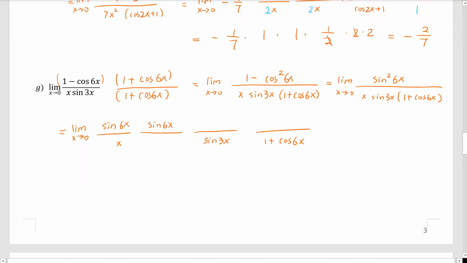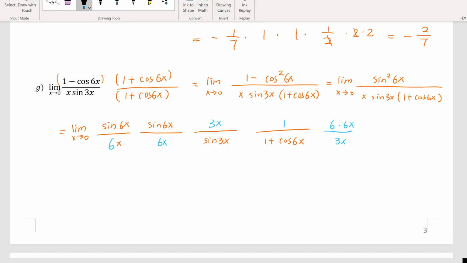What do we want to match here? Oh, 6x. So we also need to multiply by 6x. Here, what do we want to match? Well, 6x. Then we need to multiply by 6x. What do we want to match here? Oh, 3x. Then we divide by 3x. What do we want to match here? See, cosine 0 is 1. 1 plus 1 is 2. 2 is okay to be in the denominator. So we don't need to match here.